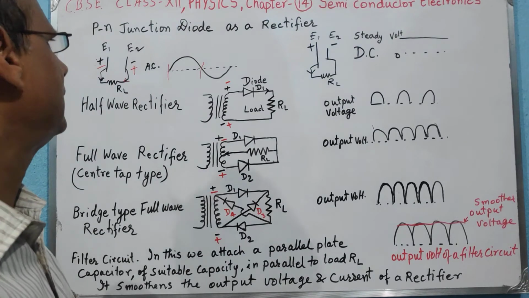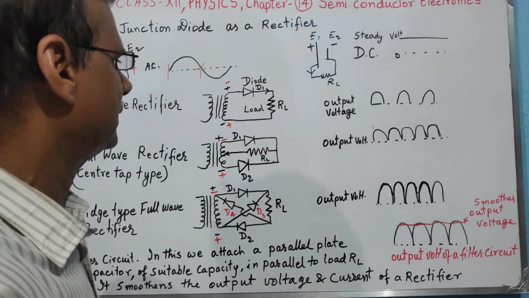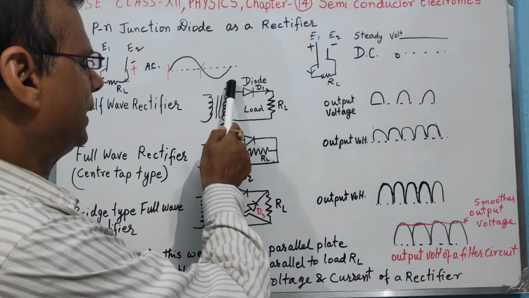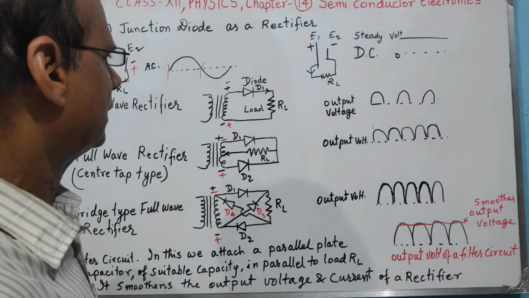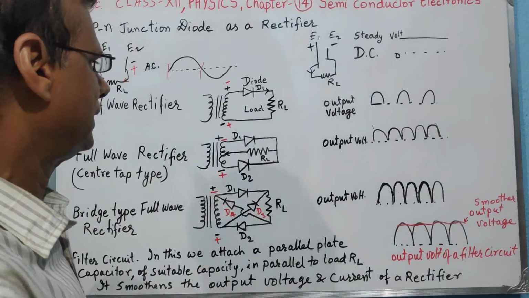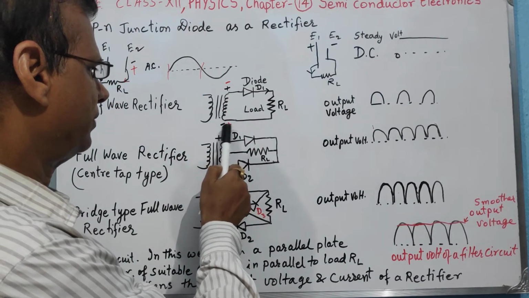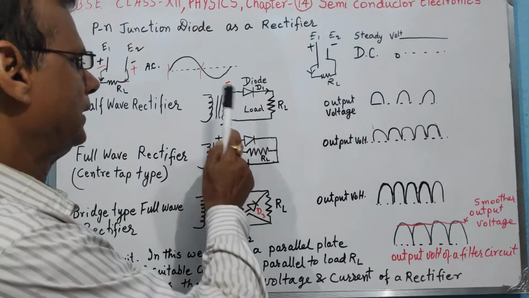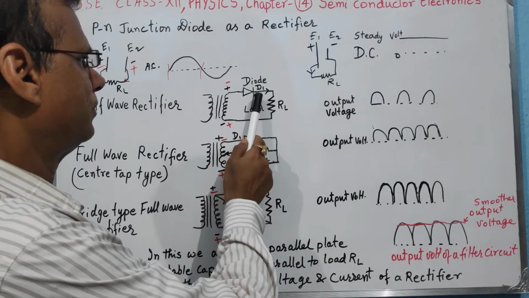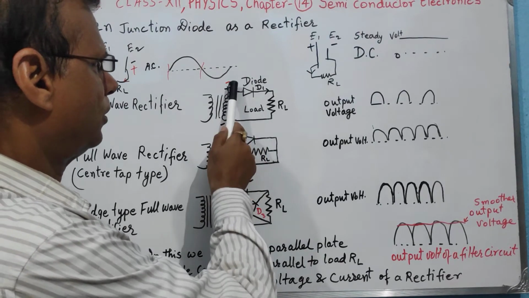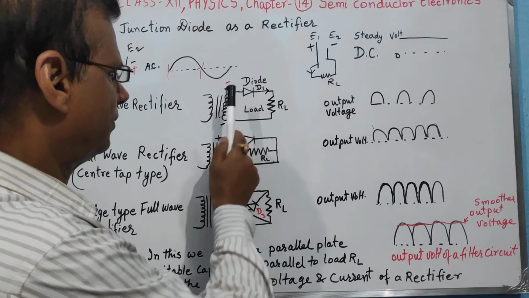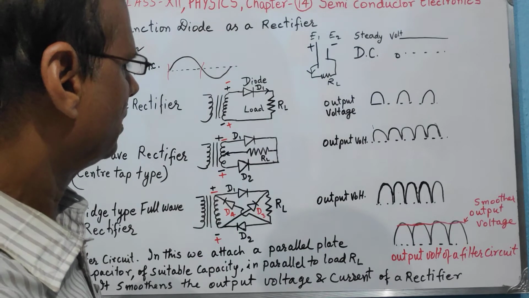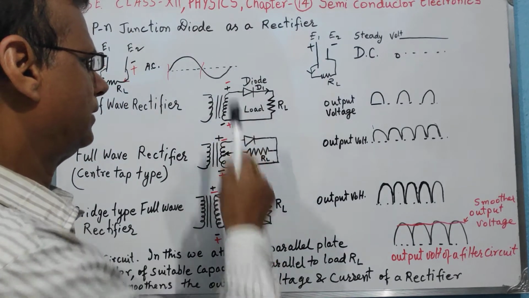But what happens when the polarity of the electrode reverses? Then in that case the upper part goes to low voltage, and the lower part of the transformer comes at high voltage. Therefore in this case diode D1 is reversely biased, because the left side has lower voltage and the right side has higher voltage, and therefore the diode is reverse biased.